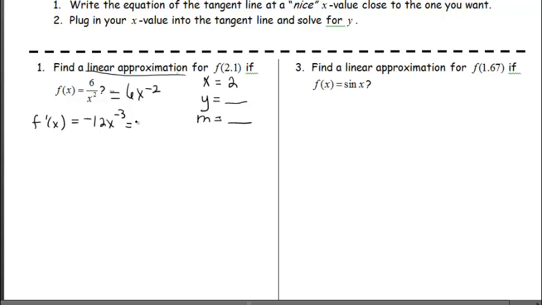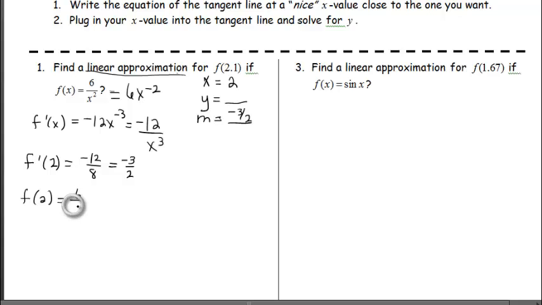And whatever the purpose is of what you're doing next, you might want to rewrite it as a fraction. Evaluate the derivative at 2. Cubed 2 and I got 8, and I'm reducing and I'm going to get negative 3/2. Let's get the y coordinate by plugging 2 back into the original equation. Two squared is 4 in the denominator, and that reduces to 3/2.